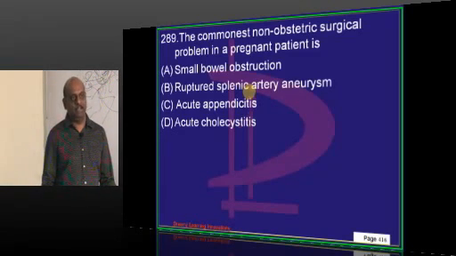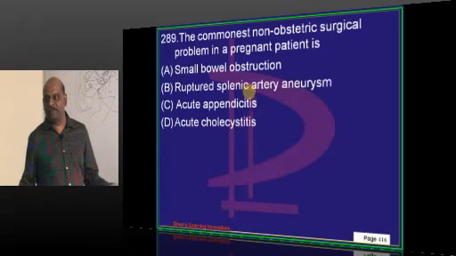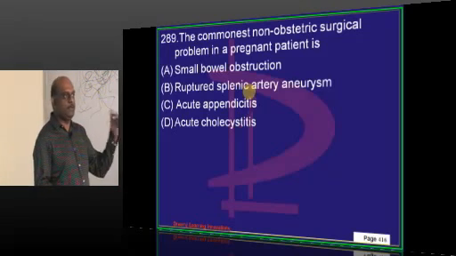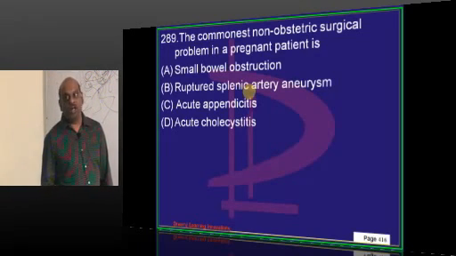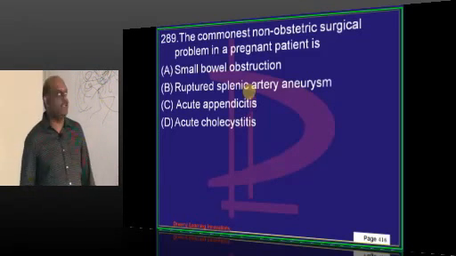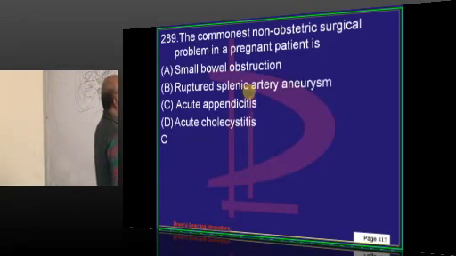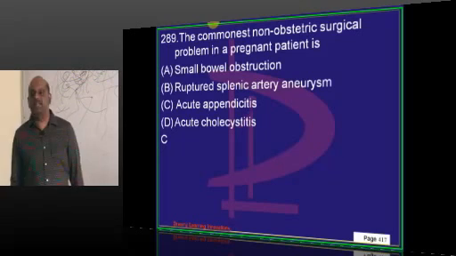Mullerian development, if it decides upper part or lower part, it won't change over a period of time. The vaginal development, which part is from the urogenital sinus, which part is from the Mullerian system. All these things don't change much. So that's the reason they are all a standard list of facts. So what is the very common non-obstetrical surgical emergency?